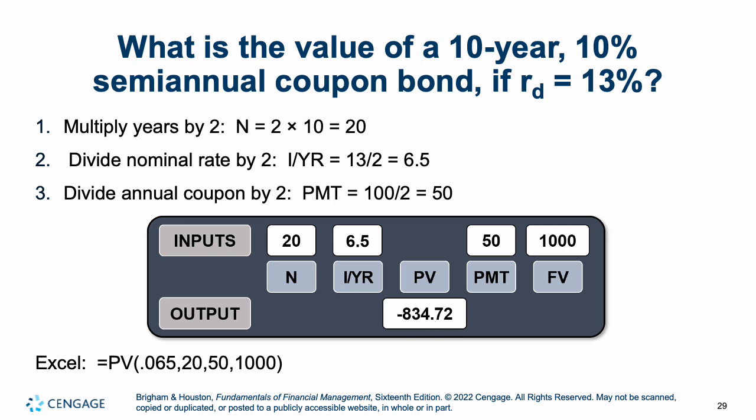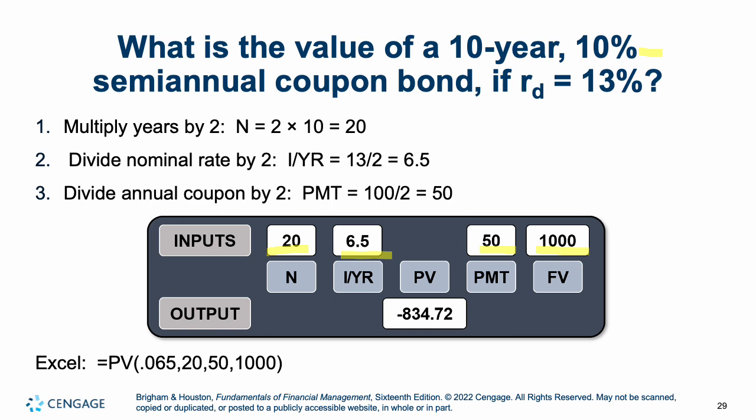So number one, we have to set N here to 20. The reason we make it 20 is it's now 20 semi-annual periods. Interest per year instead of 13%, enter half for 6.5 because it really means 6.5 per semi-annual period. We know we're going to get a $100 coupon per year because it's a 10% bond. So enter 50 as your payment because we are doing semi-annual. Future value is still $1,000. We still get our par value back at the end of the 20 semi-annual periods or 10 years.